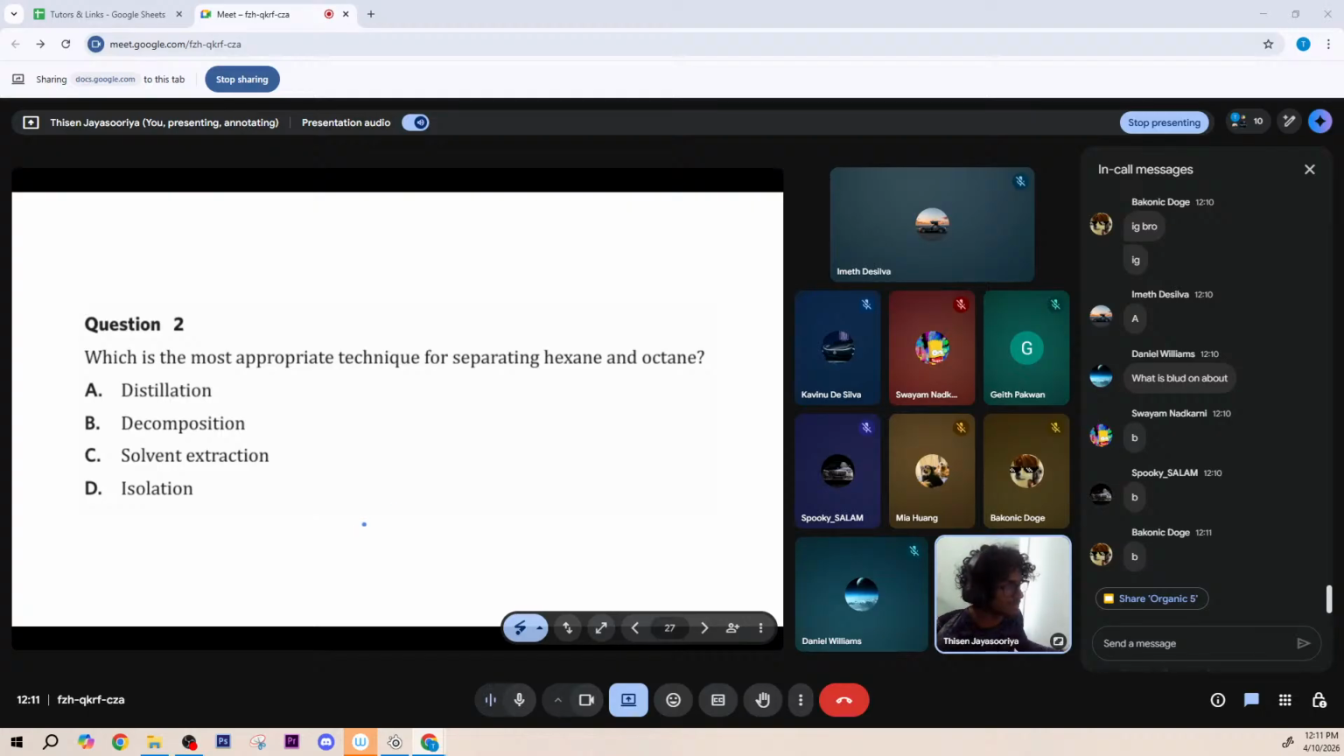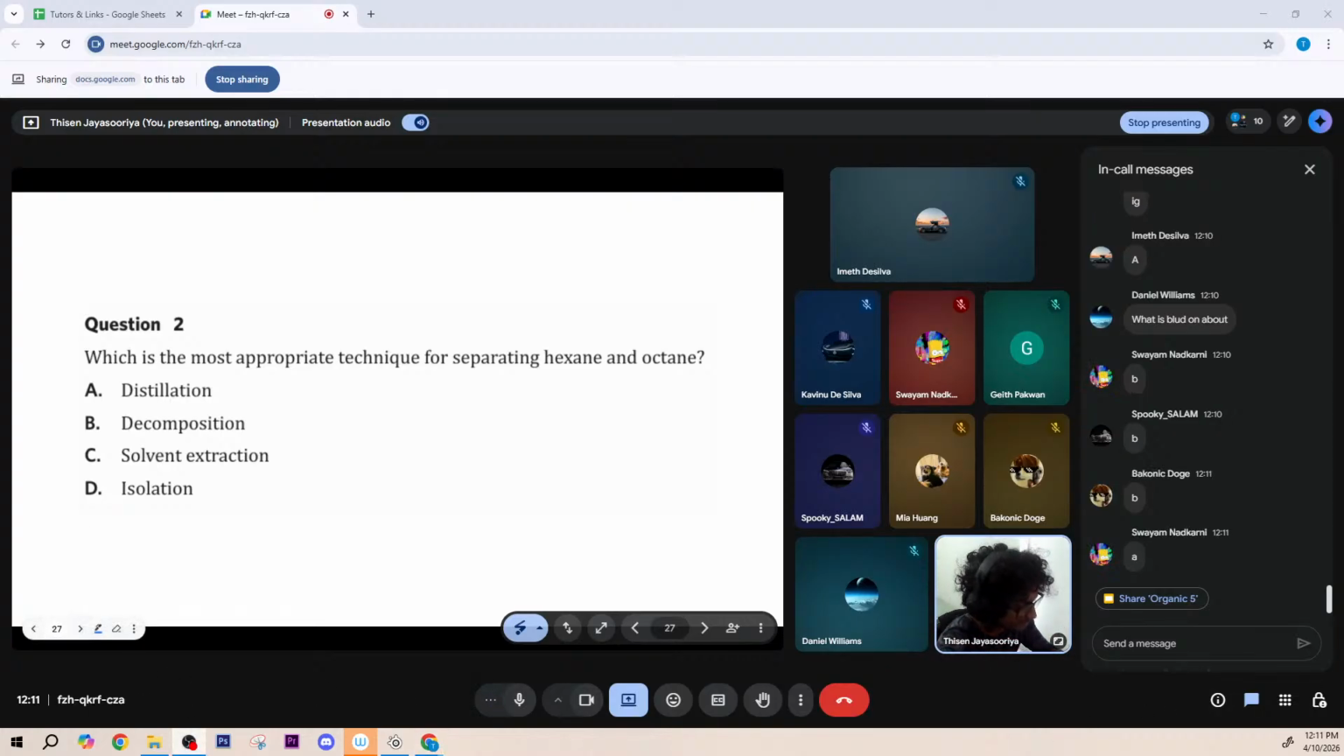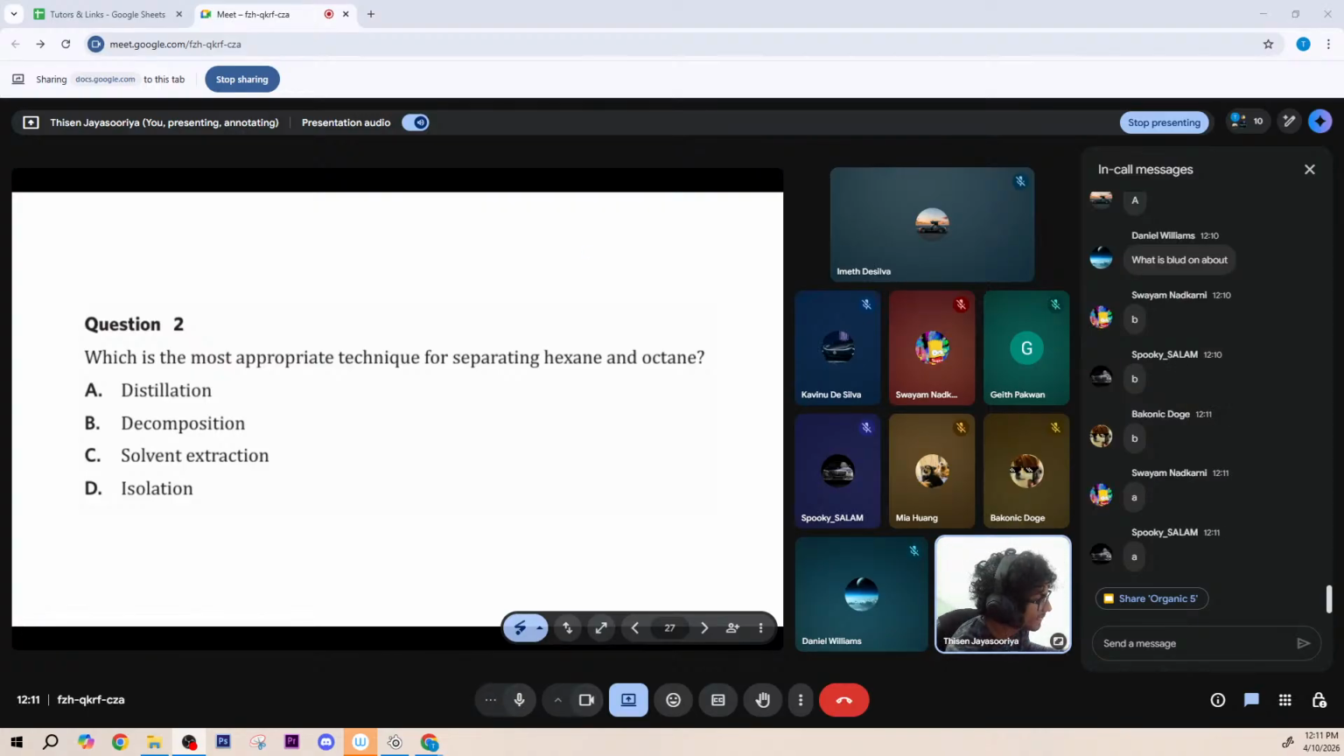Here, which one is the most appropriate technique to separate hexane and octane? What do you guys think? Solvent extraction, distillation, decomposition, isolation. What do you guys think is the most appropriate way? A. Anyone else agree? Anyone else disagree? Yeah, A.